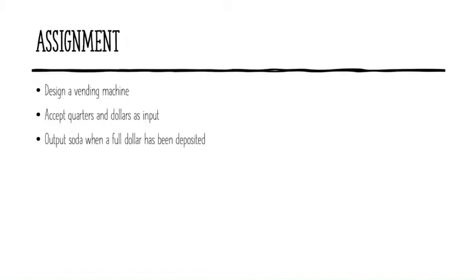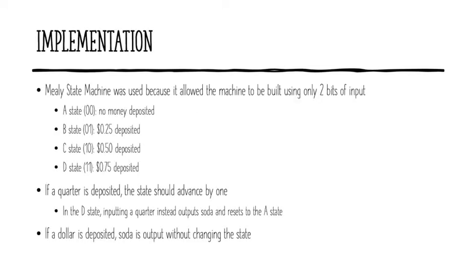The assignment was to design a vending machine that would accept quarters and dollars as inputs and output a soda once a full dollar had been input. The vending machine was designed using a Mealy state machine because it allowed the machine to be built with only 4 states and therefore 2 bits of input.